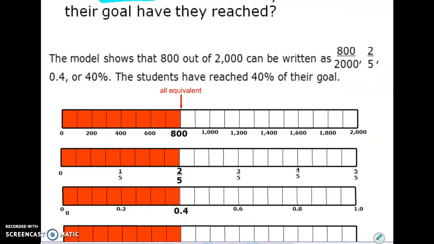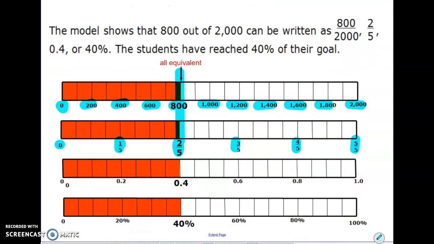So if we were to make a number line right here, and we went from 0 to 2,000, and we broke it up and we went by 200, so 200, 400, 600, 800, 1,000, 1,200, 1,400, 1,600, 1,800. If we looked at 800 right here, and we could break that line down beneath, they broke that up into fifths. So this would be 1/5 of the amount, 2/5, 3/5, 4/5, 5/5. We can see right here 800 is the same as 2/5.